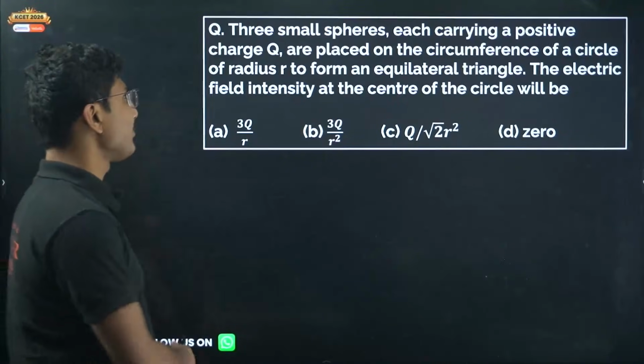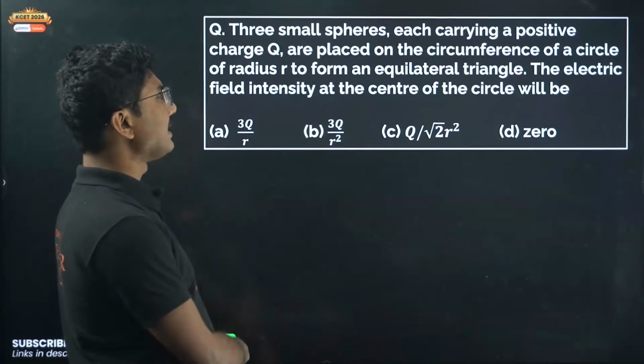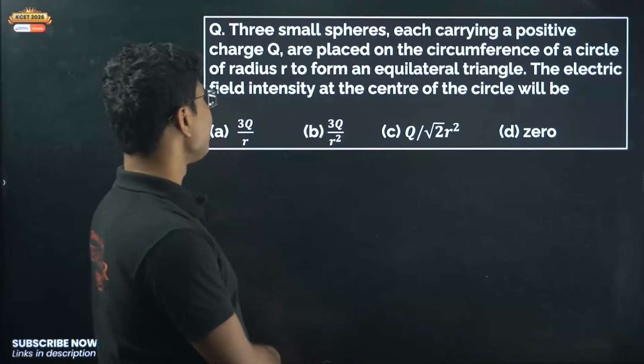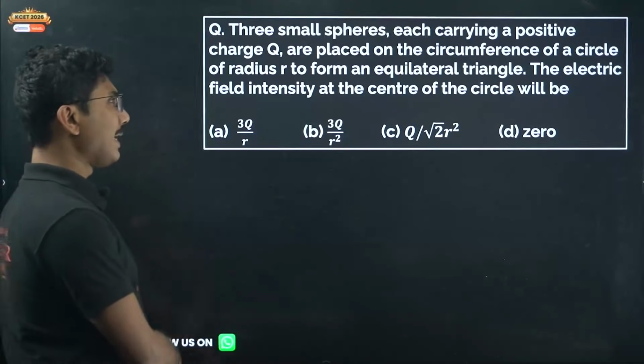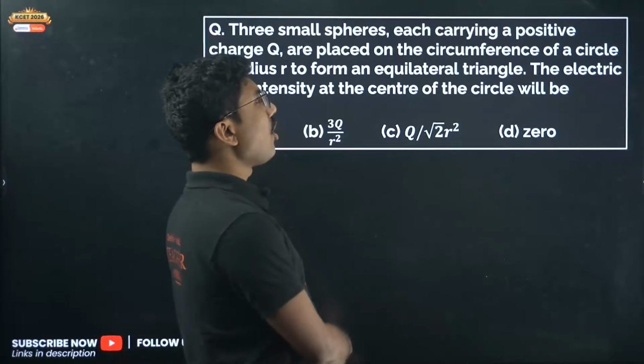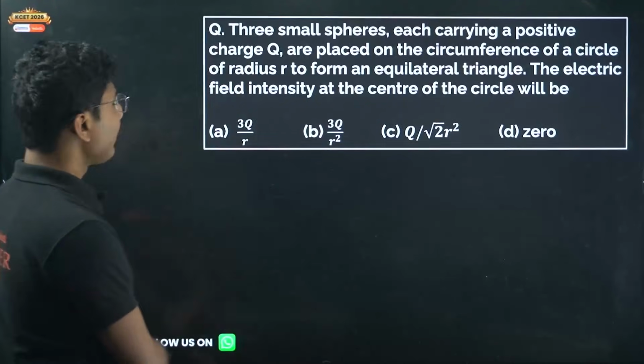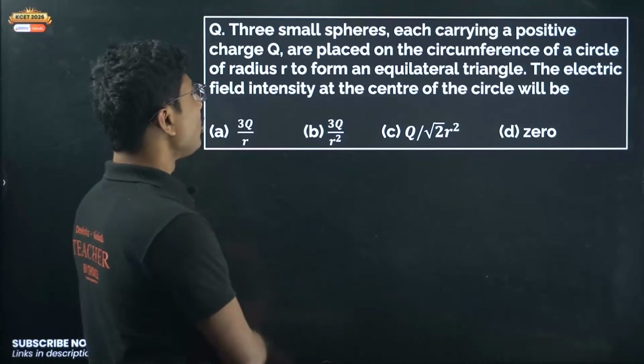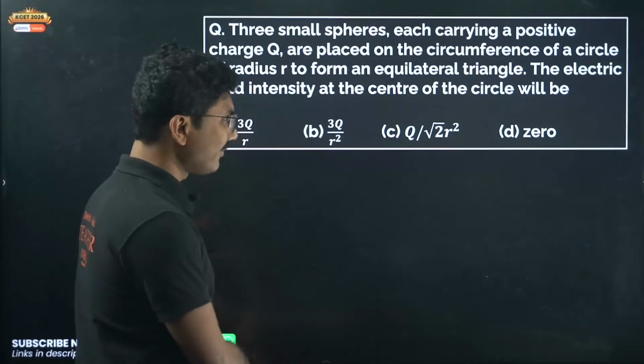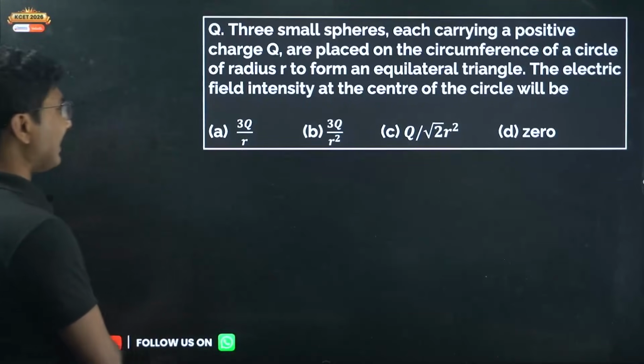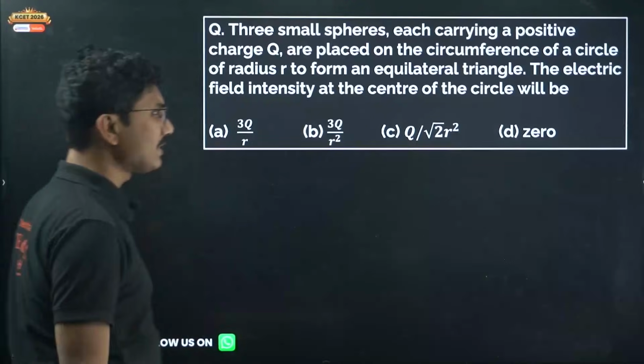Let's see one question. 3 small spheres, each carrying a positive charge capital Q, are placed on the circumference of a circle of radius small r to form an equilateral triangle. The electric field intensity at the center of the circle will be.